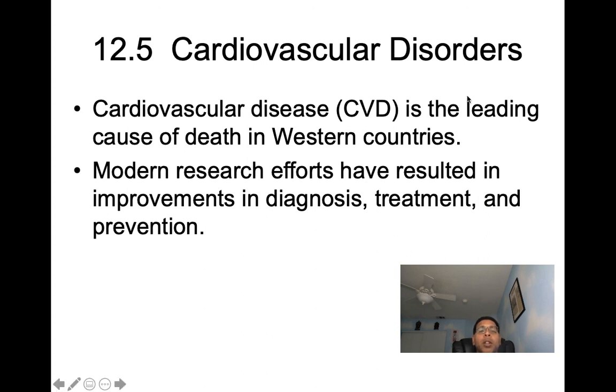Cardiovascular disease is going to be the leading cause of death in Western countries. Modern research efforts have resulted in improvements in diagnosis, treatment, and prevention. So you can see we've made a little bit of progress, but there's still a lot more to go.